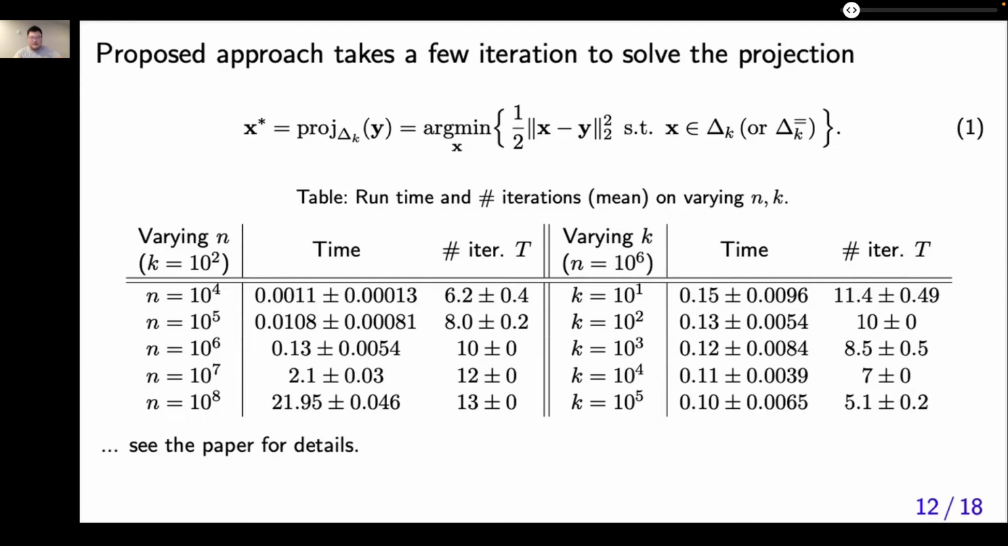And also, if you look at the number of iterations, you can see all of them are less than 12 iterations, meaning that the proposed approach only takes a few iterations to solve the problem. Again, for the experimental setup, please refer to the paper for details.